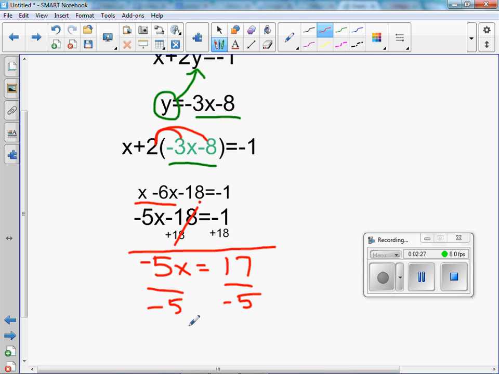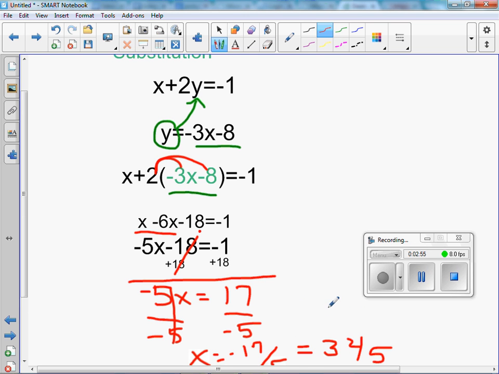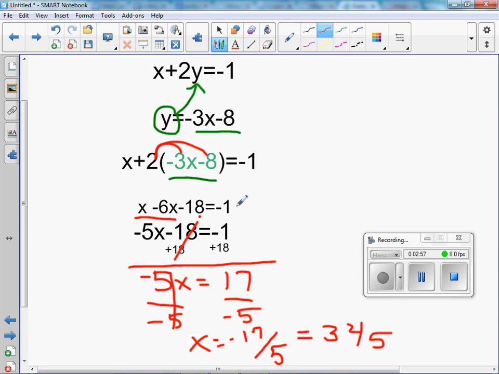Now I'm going to cancel that out. So it's a fraction, and fractions are okay. They're not scary. So it's negative 17 over 5. It's okay to have a fraction answer. If you want to make that into a mixed number, that is 3 and 2/5. And are we finished? Not quite. It just told us what the x is.